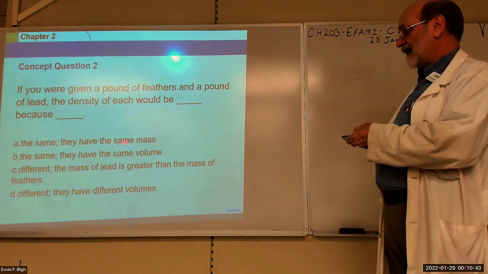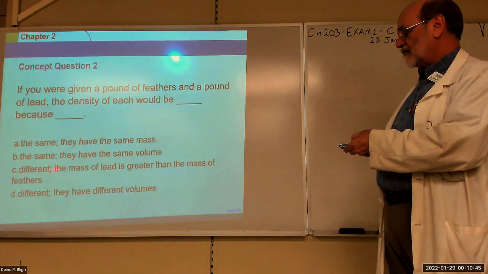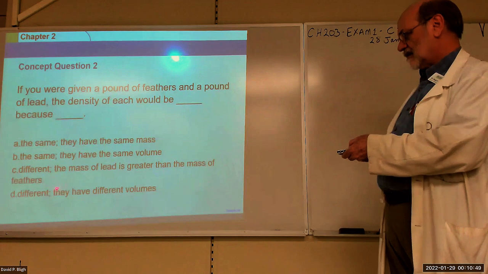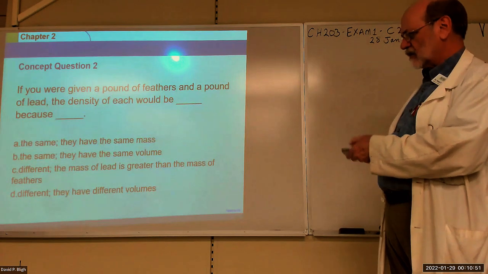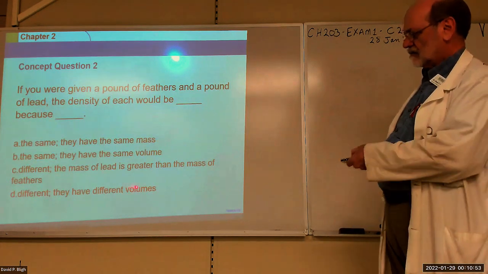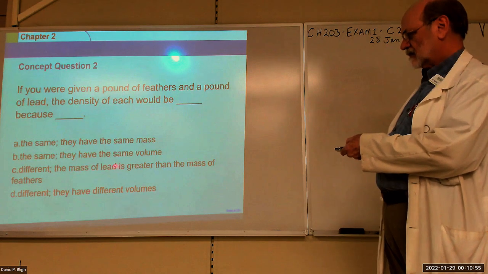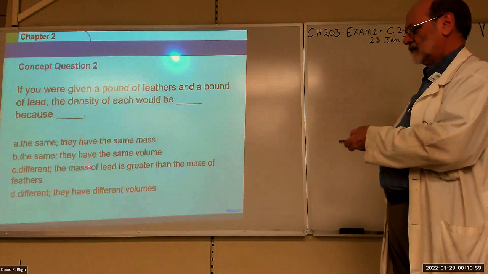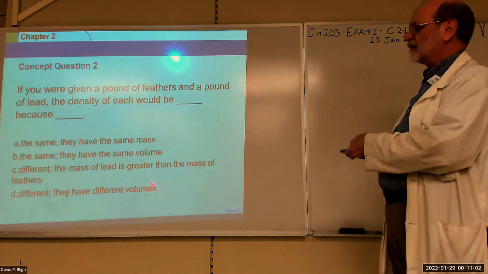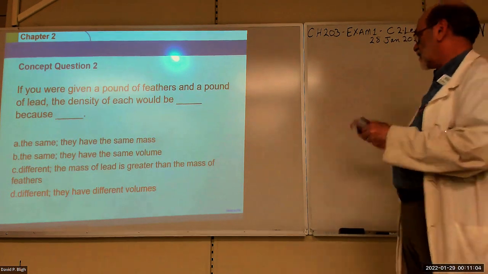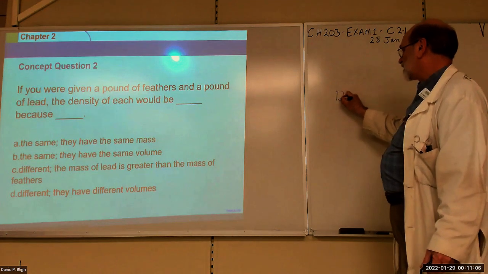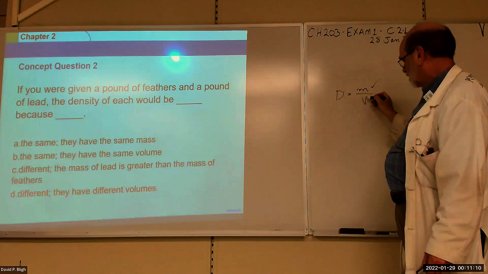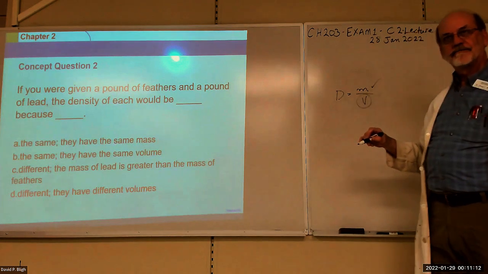Not because they have the same mass, because the mass of the lead is greater than the mass of the feathers. And they have different volumes. But which one's which? Yeah. No. The mass is not greater. No, that's wrong. The mass is the same. They have different volumes. That's the difference. They have different densities because the mass is the same, but the volumes are different.